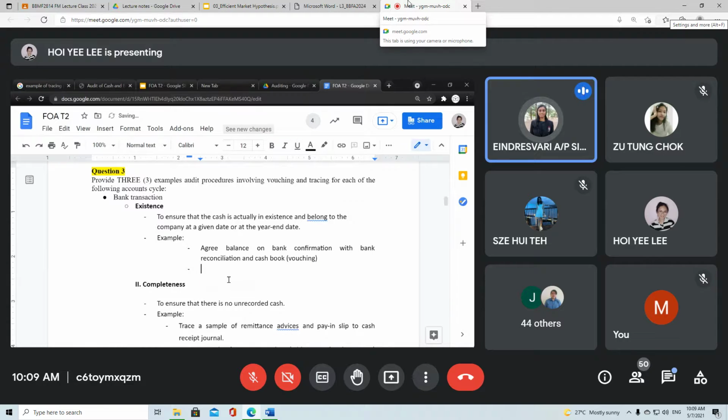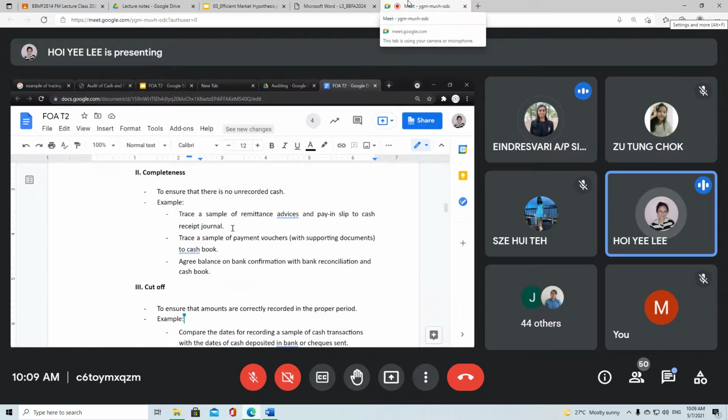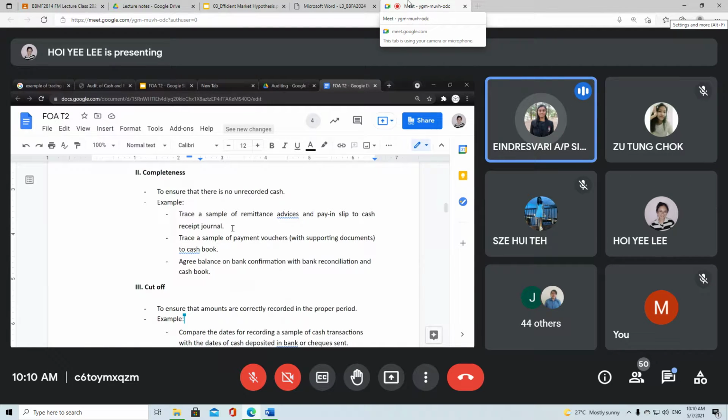Let's look at completeness. Completeness is to ensure there's no unrecorded cash. No, for example, trace a sample of remittance advices and pay in slip to cash receipt journal. The question is asking for audit procedures, right? So you can straight away read the procedures.